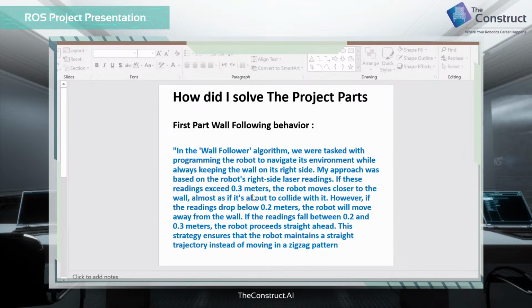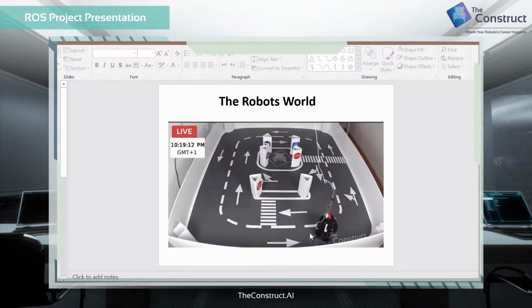So now I will tell you how we should do it. We should let the robot go around this whole world, keeping its right side aligned with the wall.